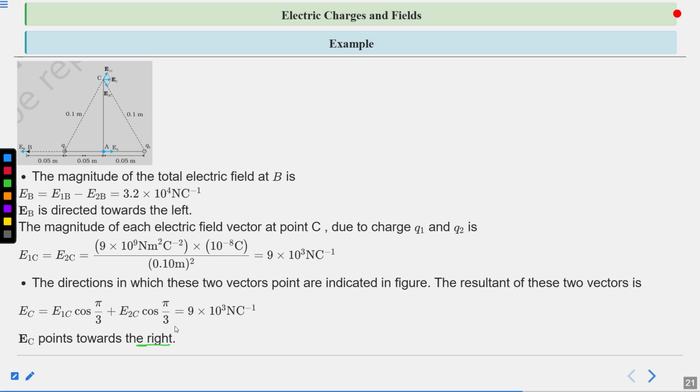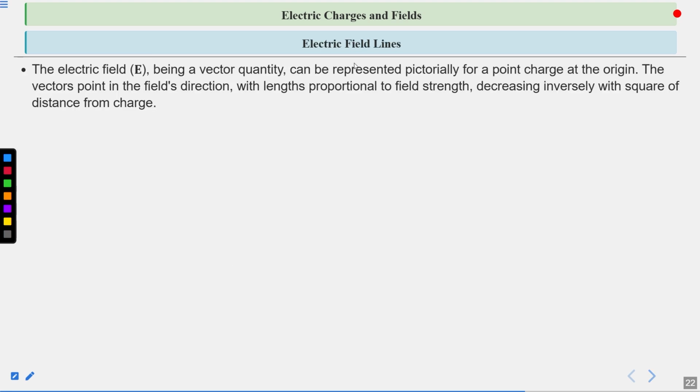We already learned this concept. Electric field lines. Electric field E, being a vector quantity, has both magnitude and direction, and can be represented pictorially for a point charge at the origin. The vectors point in the field's direction with lengths proportional to field strength, decreasing inversely with the square of the distance from the charge. It means we know E is a vector quantity and it is inversely proportional to the square of the distance.